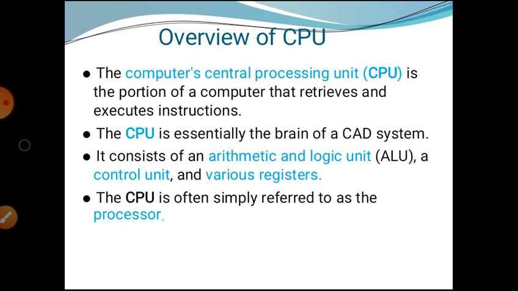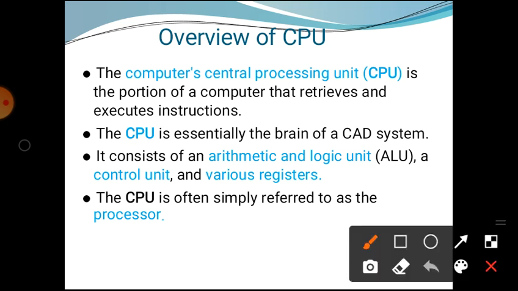overview of CPU. The central processing unit is the CPU, the portion of the computer that retrieves and executes instructions. It is the portion of a computer that can execute instructions as well as retrieve them. The CPU is essentially the brain of a computer system. That means we can simply say that the CPU is the brain of the computer.